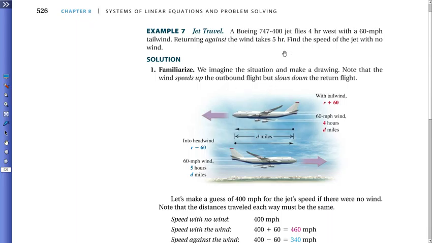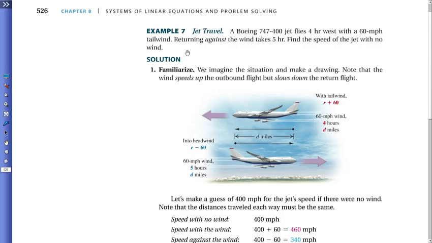Well, let's go through this. There's a Boeing 747-400, I guess that's a type of 747. The jet flies 4 hours west with a 60-mile-an-hour tailwind. Tailwind means that it's going with the airplane, so it will add that amount of speed to the airplane's actual ground speed. And when we're talking about the distance traveled, they're talking about really, like from one city to the other city if we were traveling on the ground.